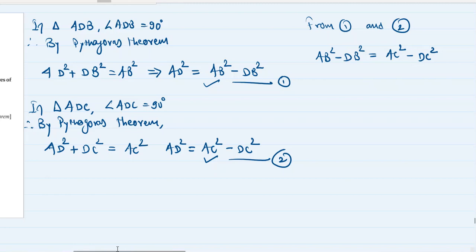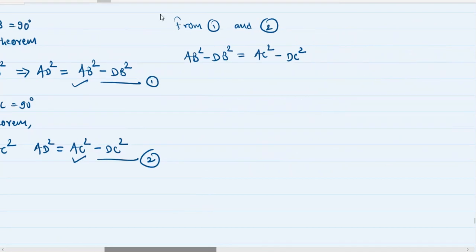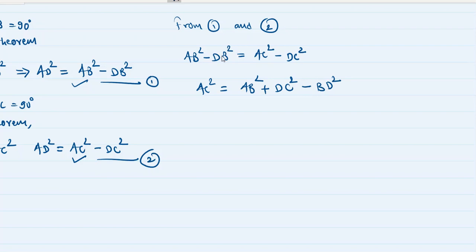Now again I'm going to show you what is to be proved. AC square is equal to something. So AC square will come on one side and we'll find the value of AC square to be AB square plus DC square minus BD square, or DB square, whatever you want to say. AB square plus DC square minus BD square.